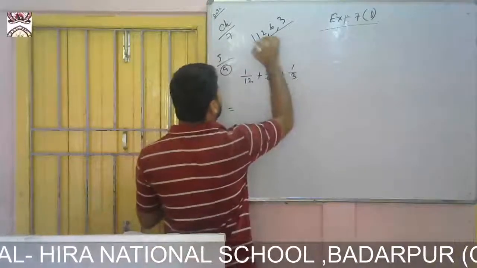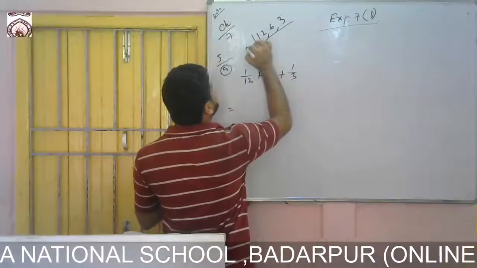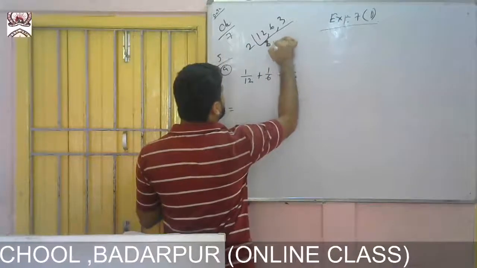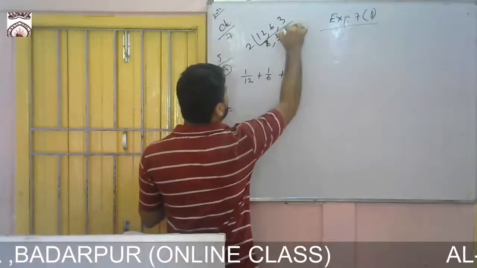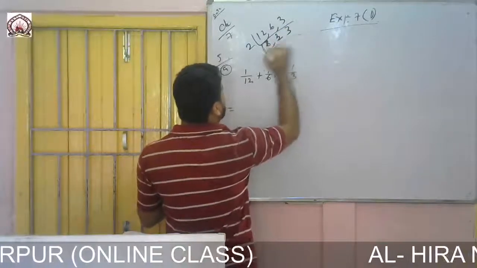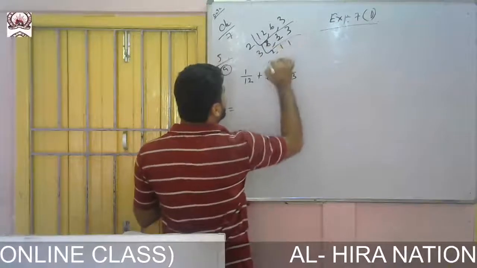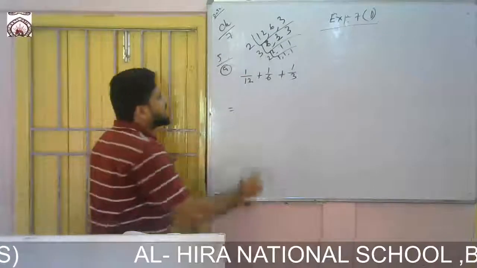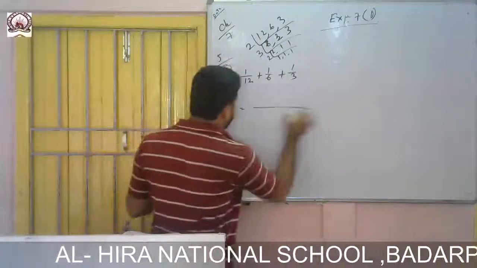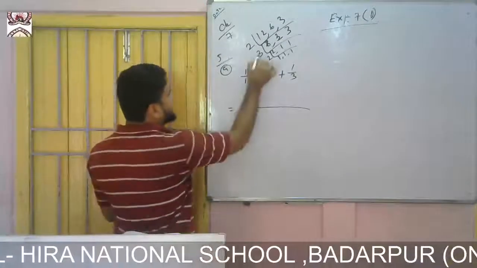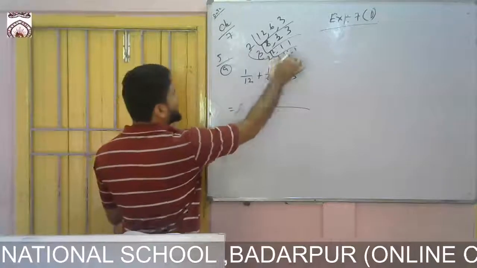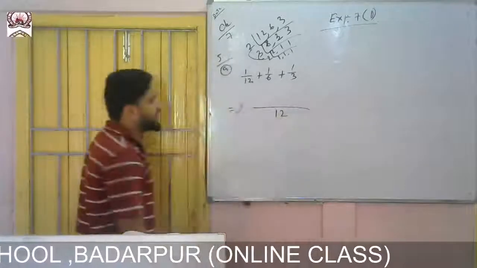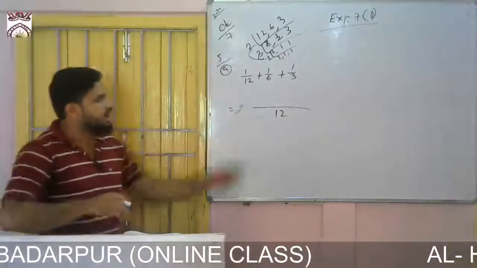So here it is 12. Take the LCM, divide by 2. 2 6s are 12, 2 3s are 6, 3 will remain same. Then again with 3, 3 1s are 3, 1, 1. Again with 2, 1, 1, 1. Let us check what the LCM is. 3 2s are 6, 6 2s are 12, 12 1s are 12, 12 1s are 12. So the LCM is 12.